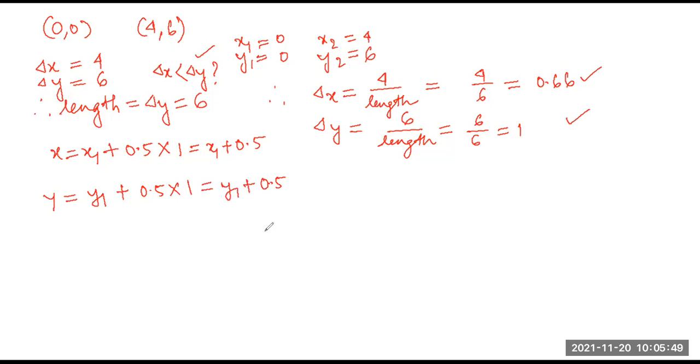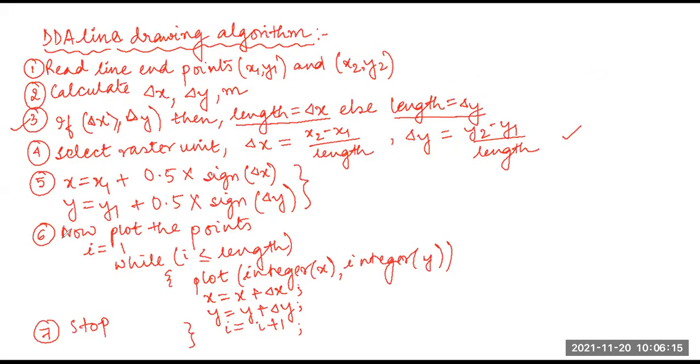So this will be 0 plus 0.5 and this will be 0 plus 0.5, since our x1, y1 is 0, 0. So this value is giving me 0.5 and this value is also giving me 0.5. Clear? Now, what does line 6 say? We will plot the points.